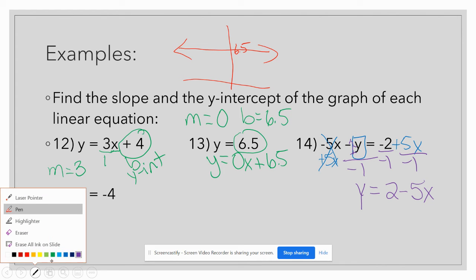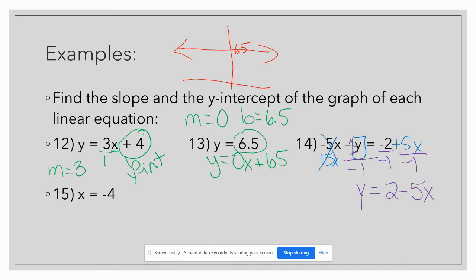Now that this is in slope-intercept form, I can say, okay, well, -5 is what's touching the x. And I can put that over 1 for rise over run form. But our slope is -5 or -5 over 1. You can write either one, totally fine with either. And then our y-intercept, or b, is +2. It's positive because there's no negative in front there. So +2 is our y-intercept.